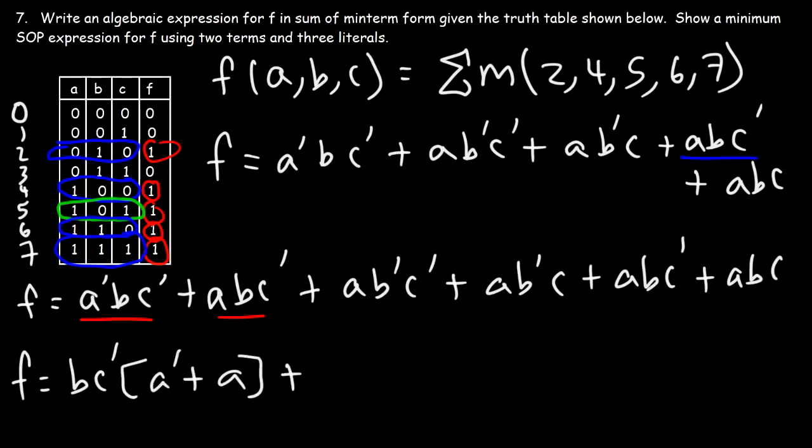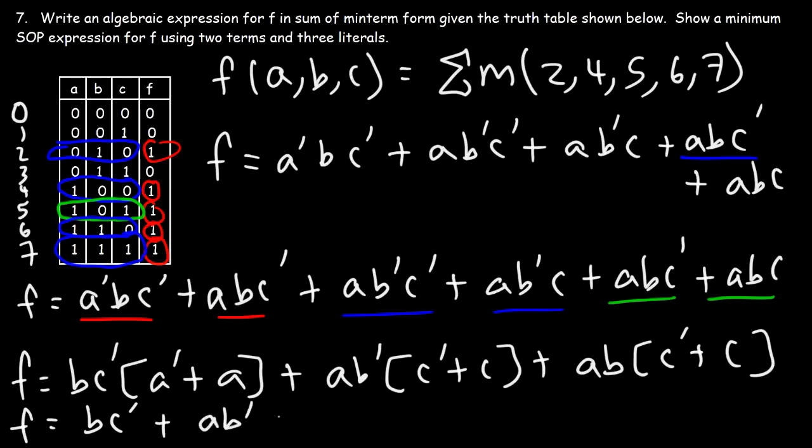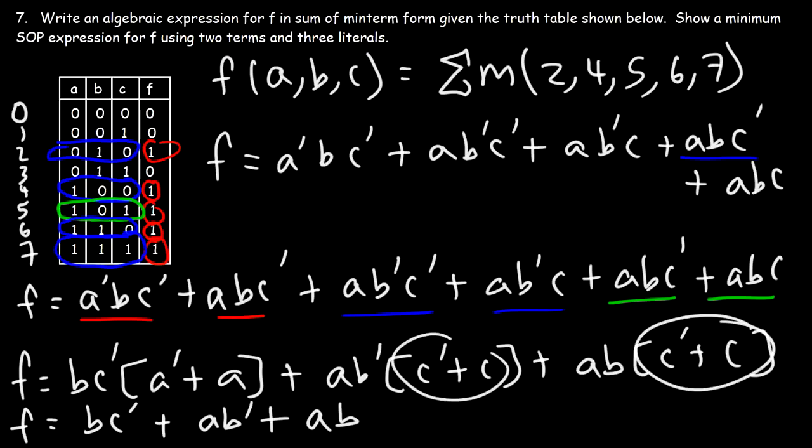And then in the next 2 terms, we can take out A, B prime, and so we'll have C prime plus C. And then in the last 2 terms, we can take out AB, giving us C prime plus C. So using the complement property, A prime plus A is 1. So we just get BC prime. C prime plus C is also 1. And so this is 1 as well. So now we have f is equal to BC prime plus AB prime plus AB.